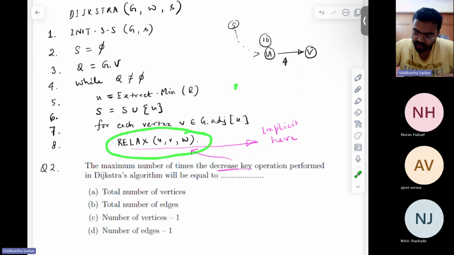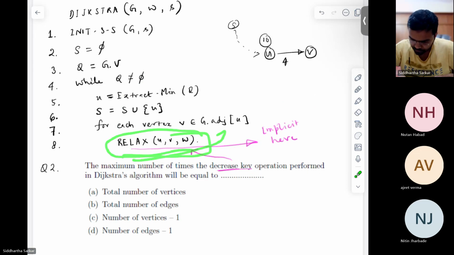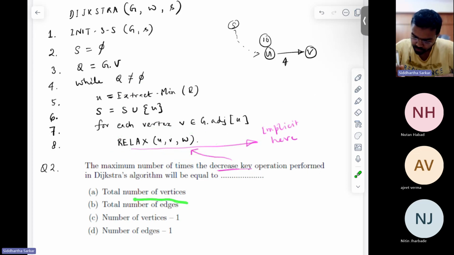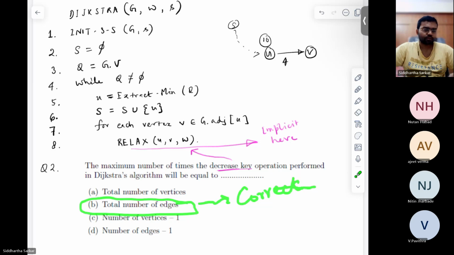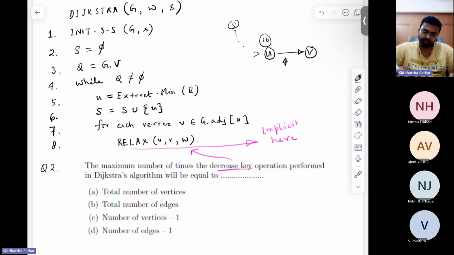So the relax operation is taking place for every edge essentially, right? Now, how many edges are there? That many times relax operation takes place at the most, right? So therefore, the total number of edges is what we should answer. This is the correct answer. Any doubts? I'll mark this as the correct answer.